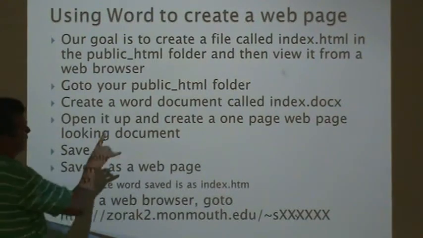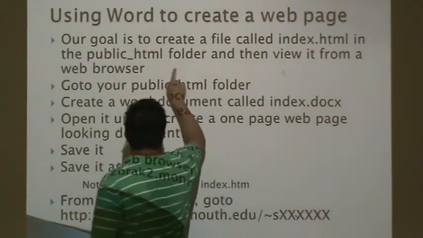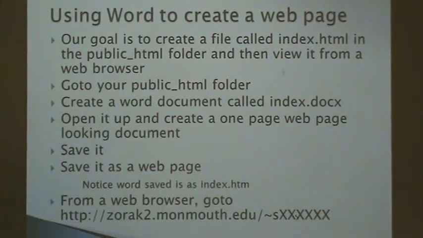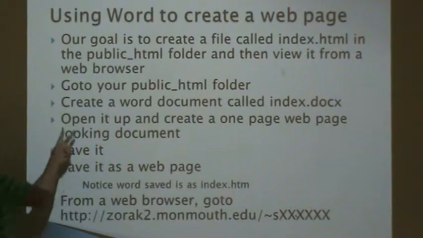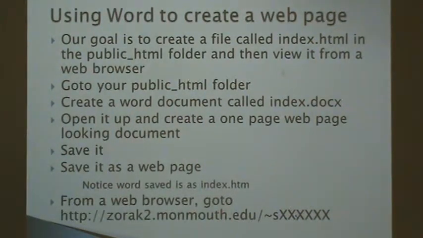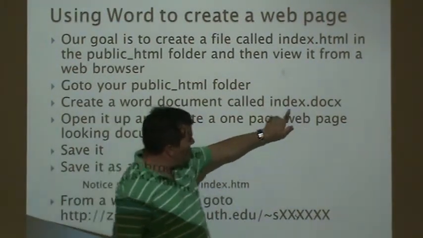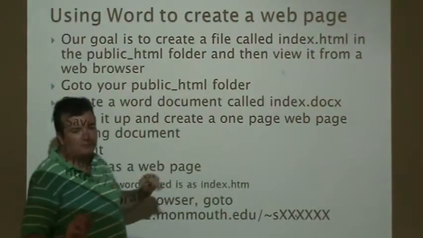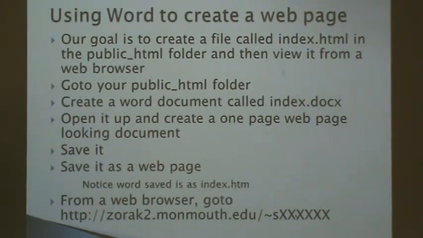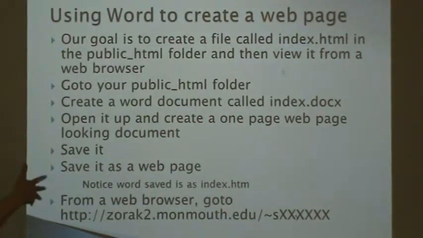So our goal is to create a file called index.html in your public HTML folder so that it can be viewed by the whole world. So what we'll do is go to your HTML folder. So just go into the folder, which is right now empty, and create a new Word document called index.docx. So just create a new file called index. And we're doing this on purpose. We're picking the name index so that way when we go to save it later as an HTML file, it'll already have that name. So then open it up and just do something real quick.